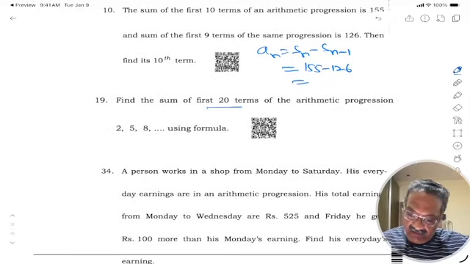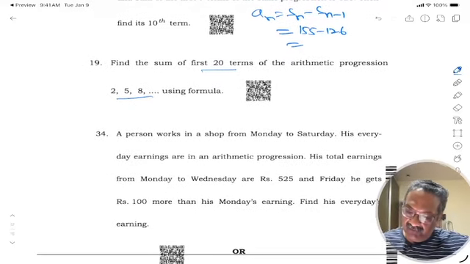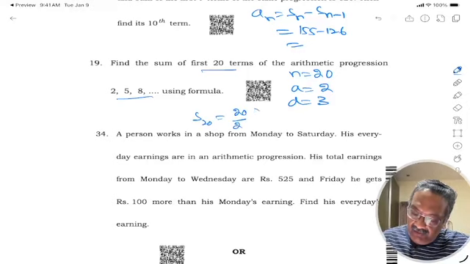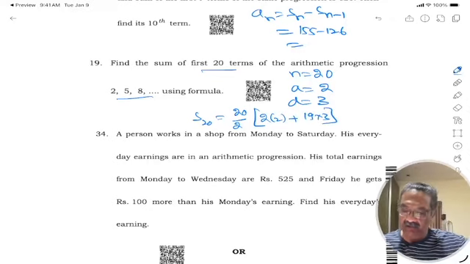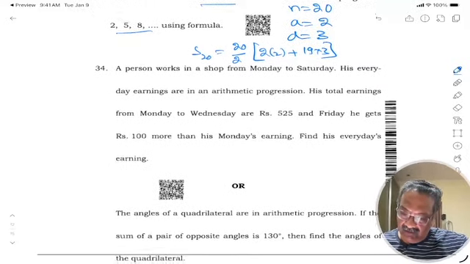Sum of first 20 terms. This is also easy. I think you can do this. 20 terms of an AP. So here we have n is equal to 20, a as 2 and d as 3. So we have S20 is equal to 20 by 2 into twice of 2 plus n minus 1, 19, into d is 3. I think you can solve this. Okay.